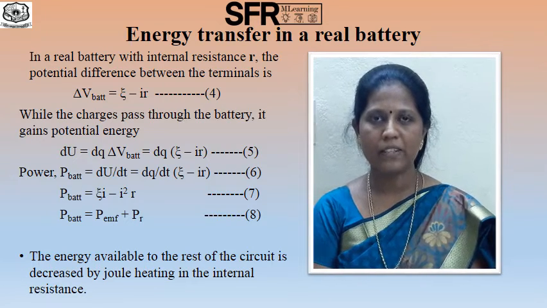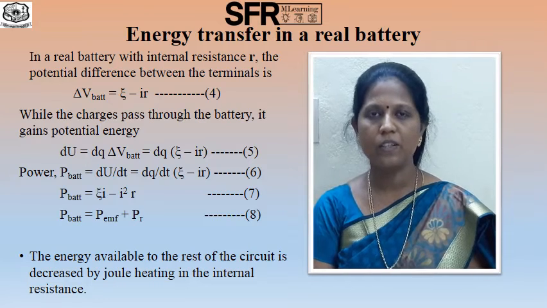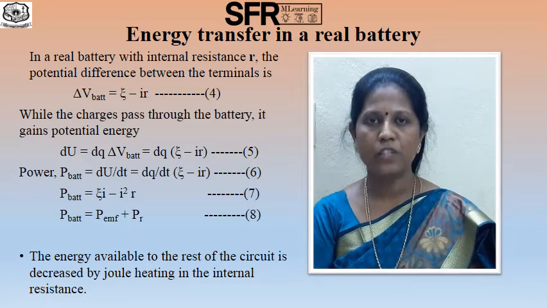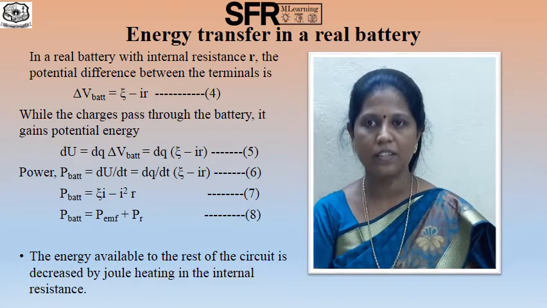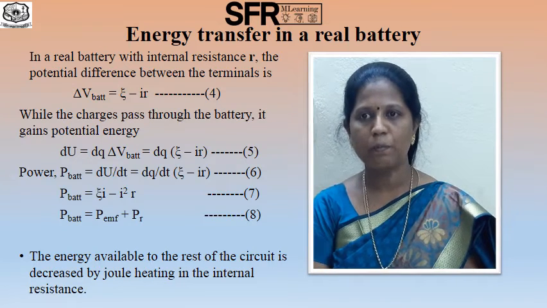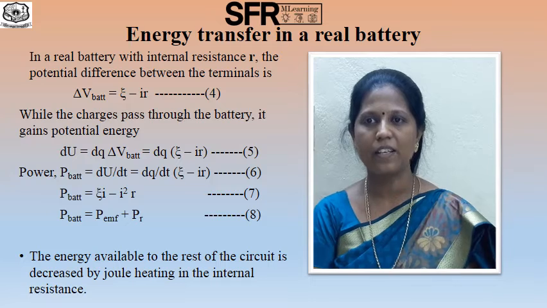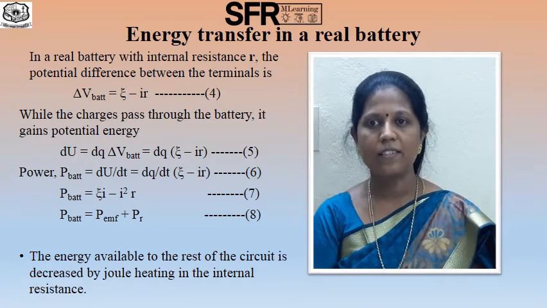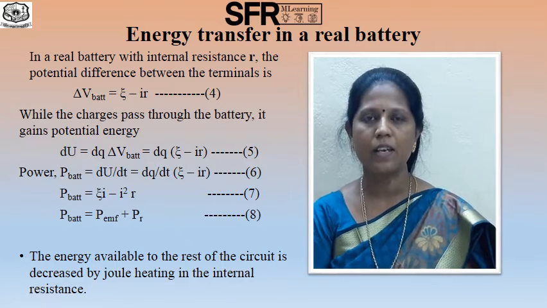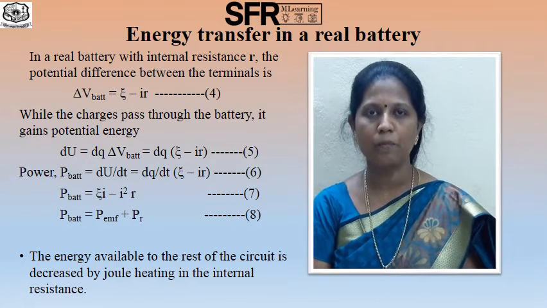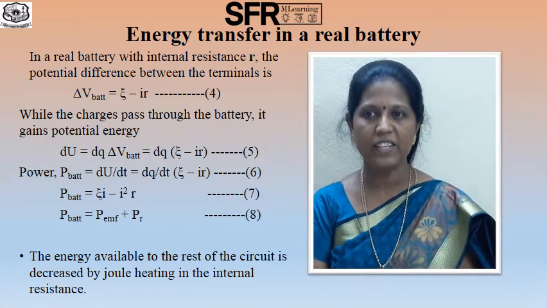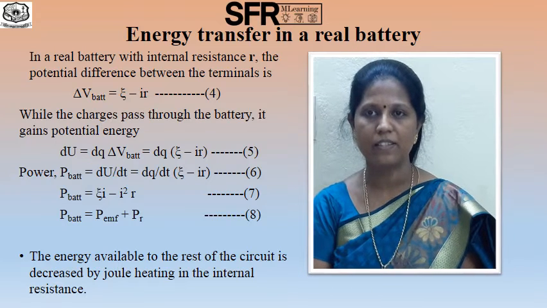The power of the battery is given as dU/dt, which is equal to dq/dt into ψ minus Ir, and the rate of flow of charges is the current, so dq/dt can be replaced by I. So the power of the battery can be given as ψI minus I squared r. Hence the expression for the power of the battery can be given as P_battery equal to P_EMF plus P_R. So the energy available to the rest of the circuit is decreased by Joule heating in the internal resistance.